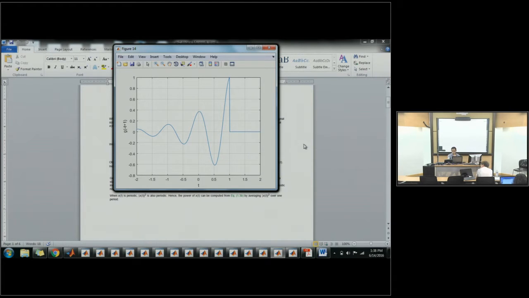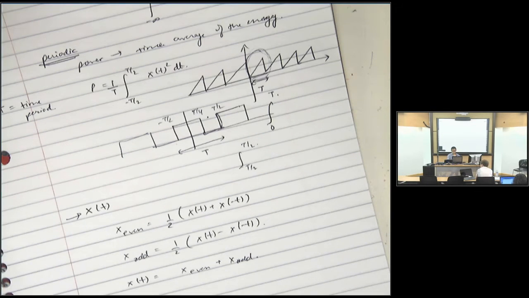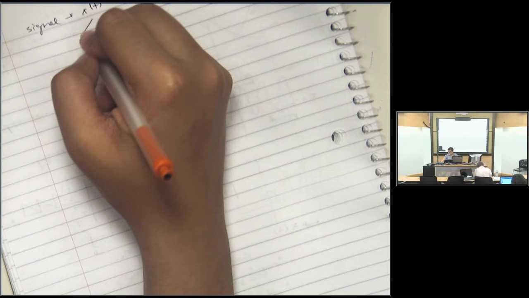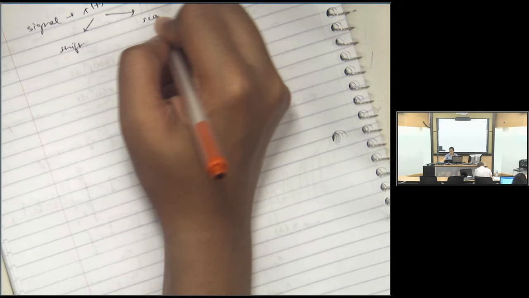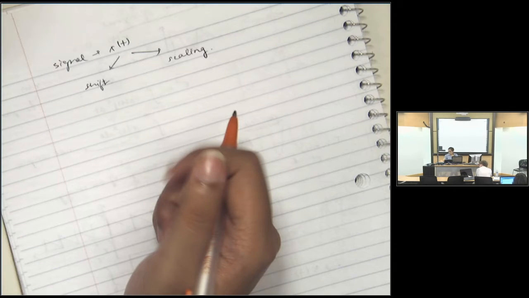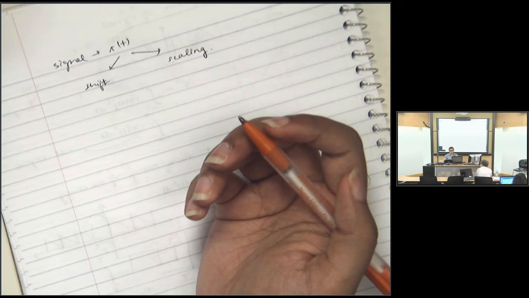Now coming back to just a few more things that I wanted to go over. One important thing when you're doing your homeworks, especially when you're calculating energy and power, is if you have a signal, let's say x of t, you can do a shift or scaling operation on it. The question is, what effect does this operation have on the energy of the signal?